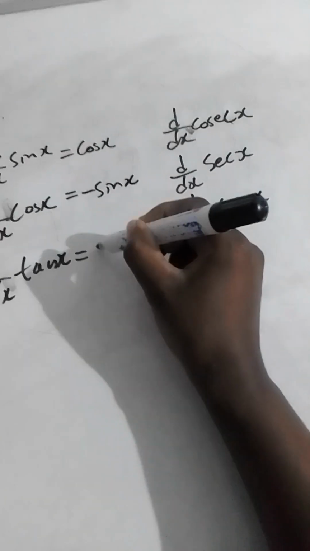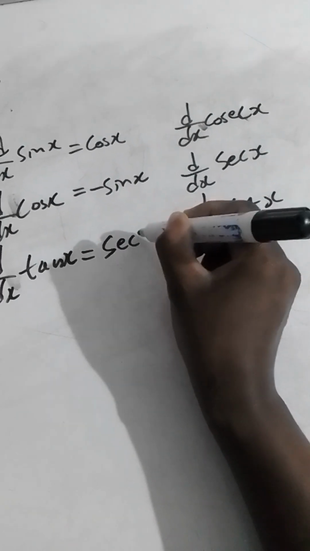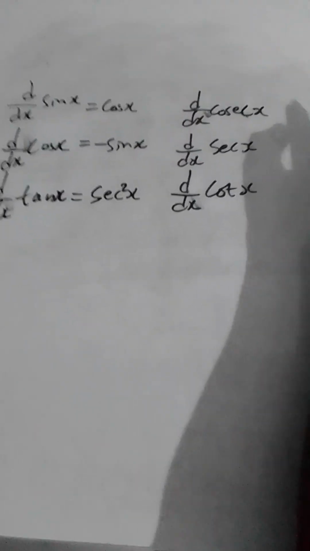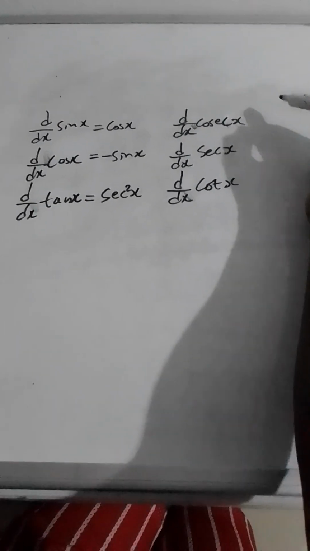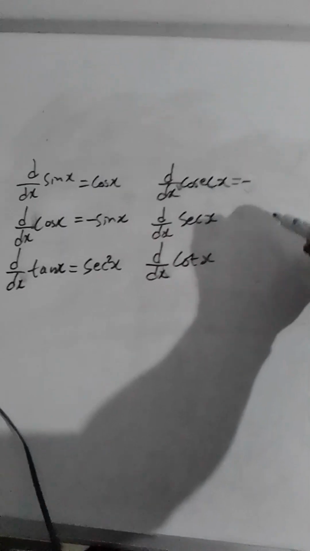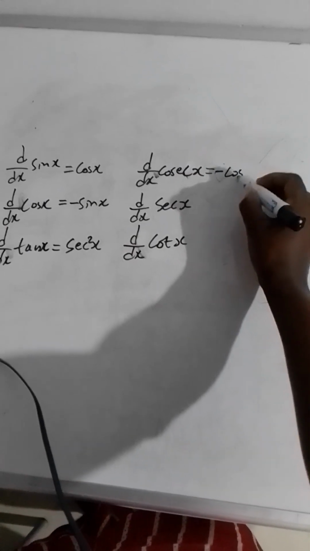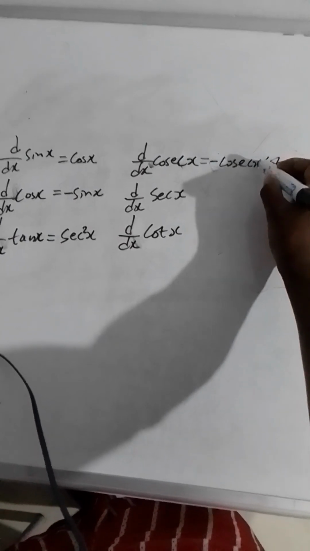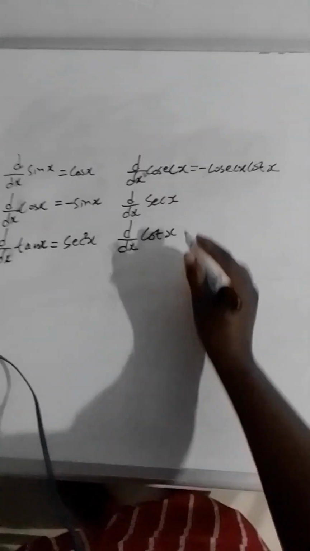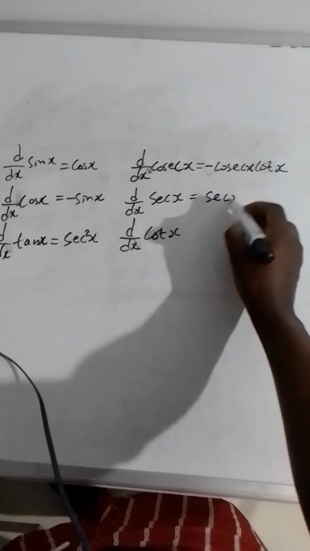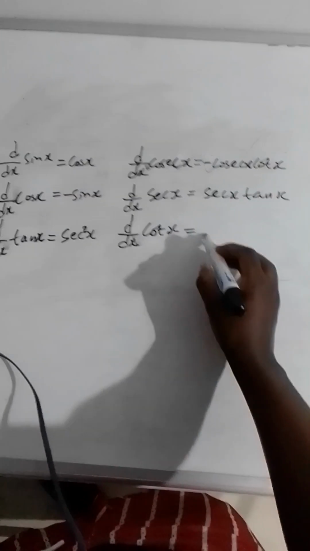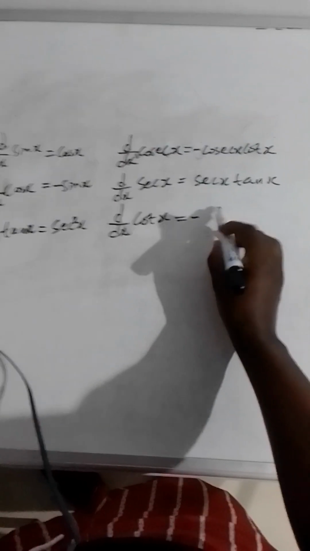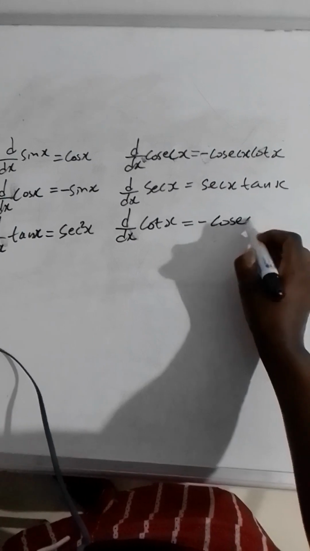This is cos x, this is negative sine x, this is sec squared x, and then when it comes to the reciprocals, the one for cosec x is equal to negative cosec x cot x, and then of sec x is equal to sec x tan x, and then of cot x is equal to negative cosec squared x.